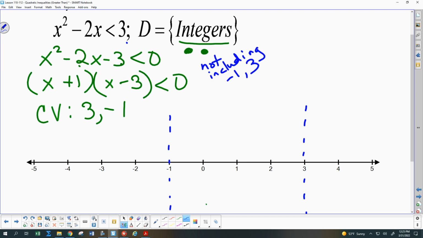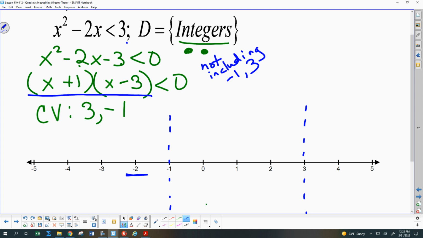I'm not going to put an open circle on it because it's a dot graph. It's an integer graph, and I don't want to have open and closed dots in it. I'm not going to put anything on those. I'm just going to check left, right, and in between. So let's put a -2 in.